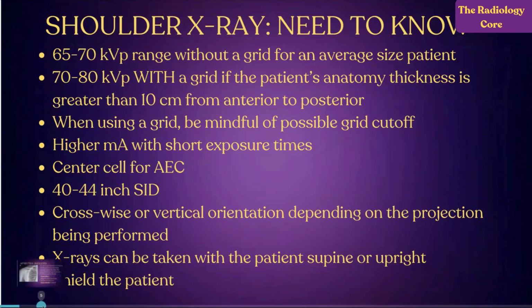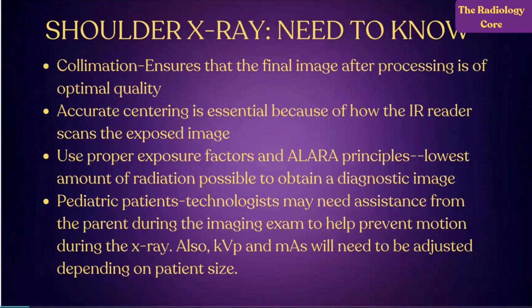Also, make sure you are shielding the patient for these exams. Some additional information, make sure you are applying collimation for this. You don't want to use 14 by 17 completely open for these type of exams. Just collimate down to the anatomy that you need. Make sure you're including the soft tissue anatomy of the shoulder as well as the bones that you need. Accurate centering is essential because of how the image receptor reader scans the exposed image. You're going to make sure that you use proper exposure factors and ALARA principles. Again, ALARA means as low as reasonably achievable, so the lowest amount of radiation possible to obtain a diagnostic image.